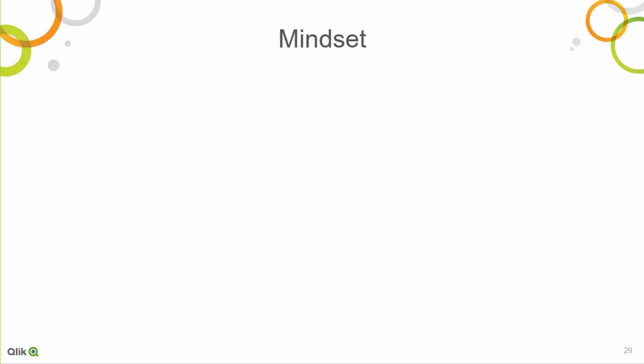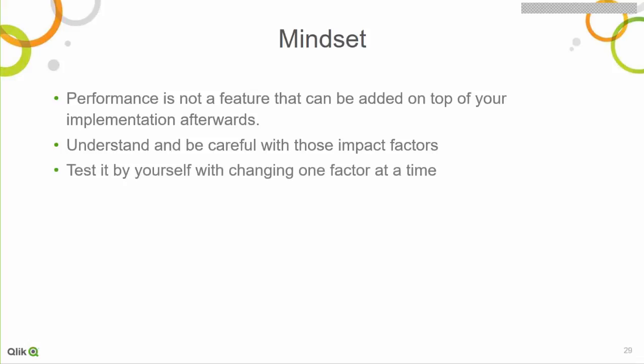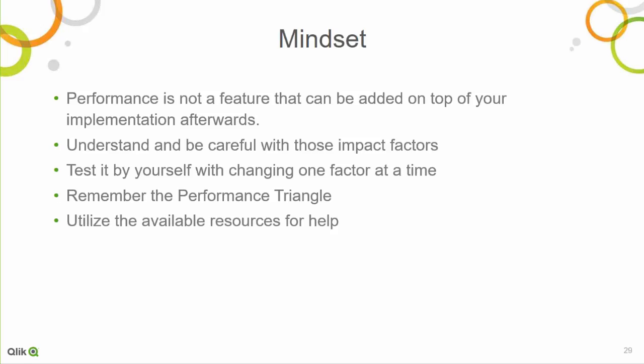So let's summarize today's presentation. First, I want to say performance is a design aspect. It's not something like a feature you can add on top of your implementation after you have done it. You must understand and be careful with those impact factors before and during your implementation. And you should test the performance by changing one factor in your system at a time and find out which factor impacted your performance the most. You can always go back to the performance triangle to remember those factors. And you can utilize resources like the Qlik community, Qlik support, and consulting service for help.